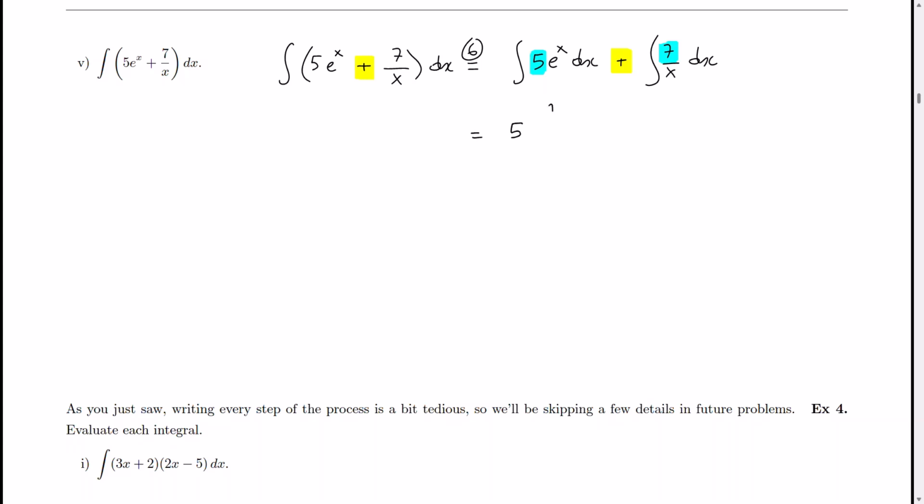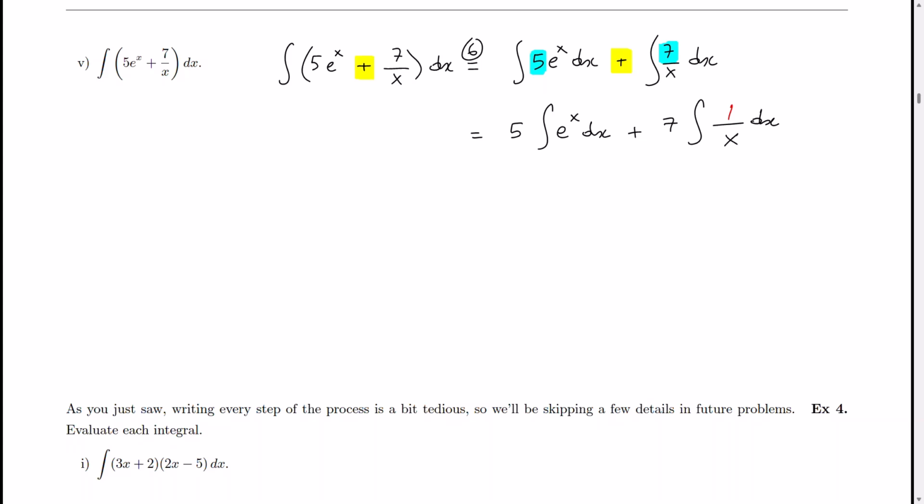So I'm going to bring the 5 out and leave the e to the x alone inside the integral. And also I'm going to bring the 7 out and leave the dx and the other stuff inside. So there's an x on the denominator. I need to keep writing on the denominator. And when I bring the 7 out, there's nothing left in the numerator. I'm going to add the invisible 1 instead of the 7. So this is the same thing as 7 over x.